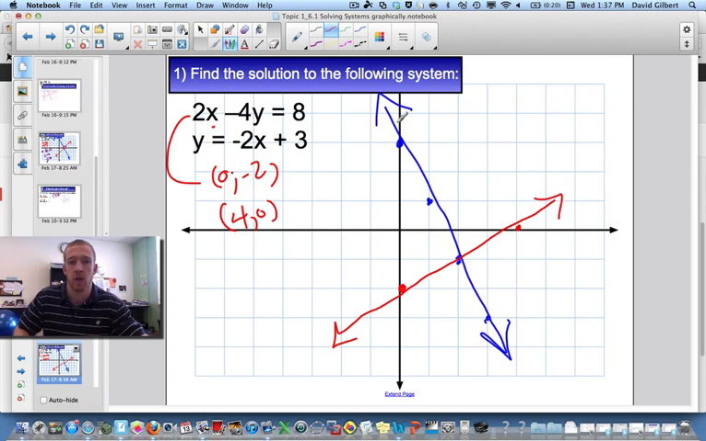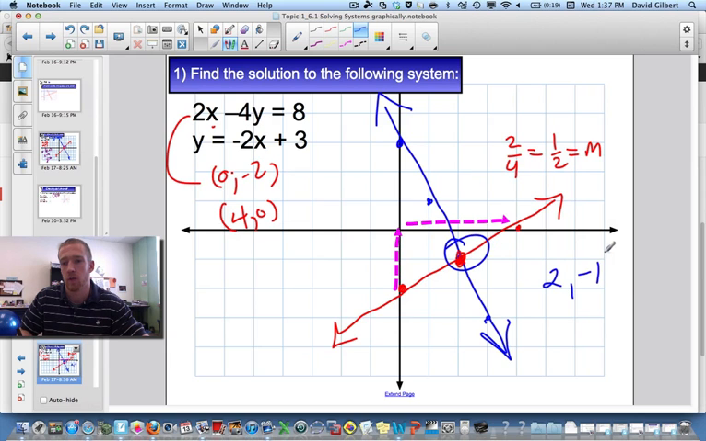Alright, so it looks like they hit right here. Let me double check. This goes up 2 over 4. So my slope of this line is 2 over 4, which is the same as 1/2. So up 1 over 2, up 1 over 2. So yep, this point's definitely on my line. So here's our solution. 2, negative 1.